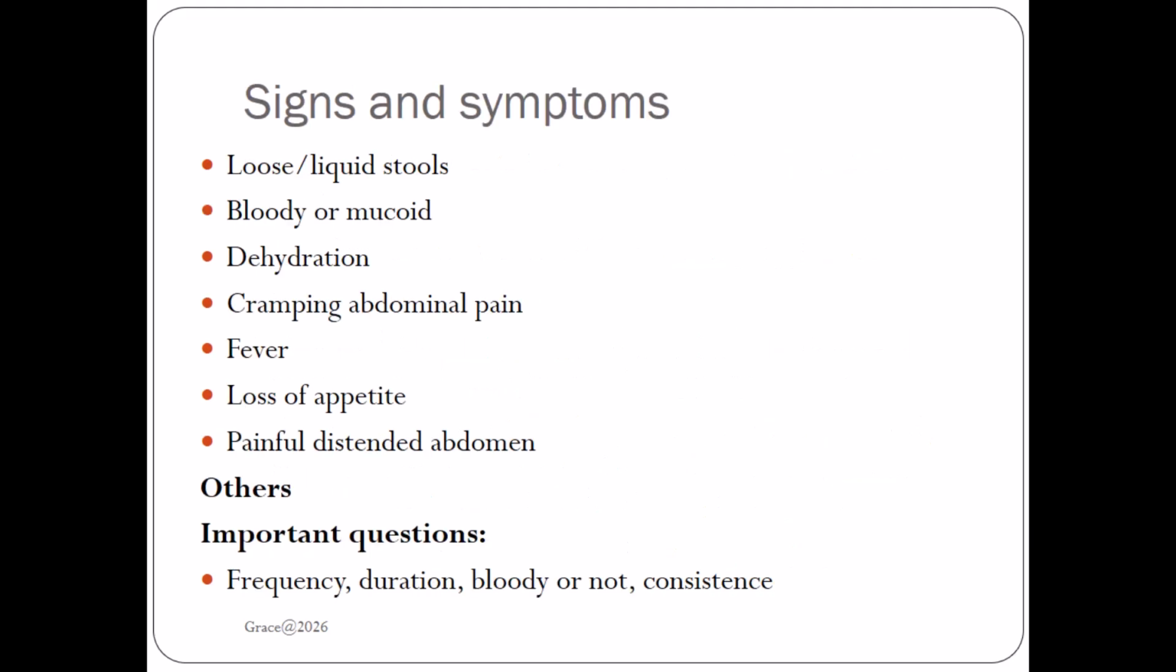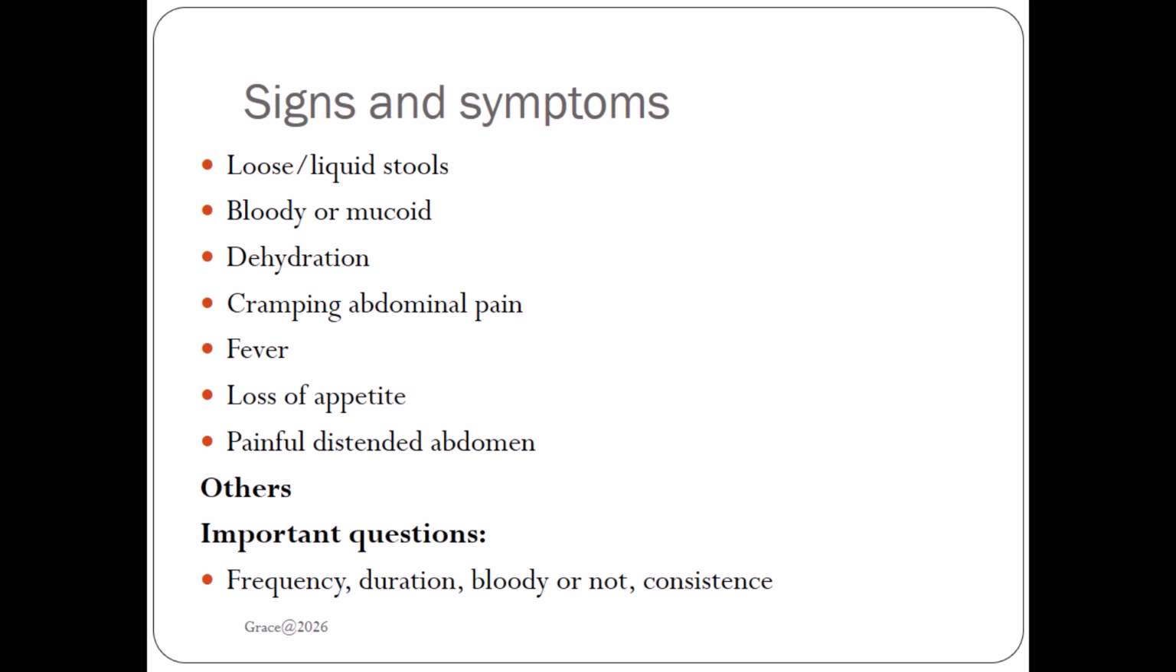So what are some of the signs and symptoms of diarrhea? You find that there is loose or liquid stool. Your patient will present with that. You can also have bloody or mucoid stool. There can be dehydration, cramping, abdominal pain, fever, and loss of appetite. A painful distended abdomen can also be there. Others include frequency, duration of the diarrhea, bloody or not, and consistency.